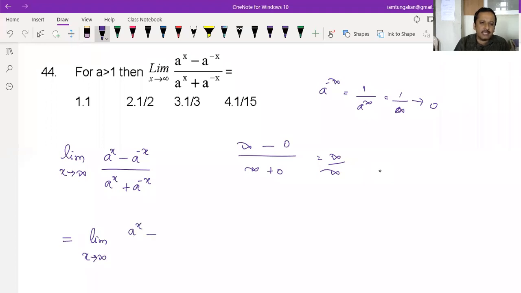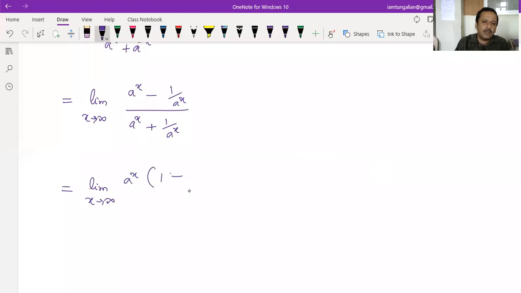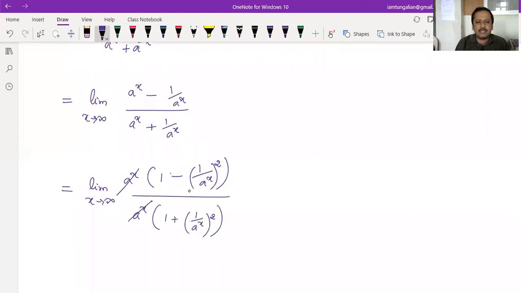So the limit as x tends to infinity, a^x minus a^(-x) is there. So I'll write that as 1 by a^x, and here a^x plus 1 by a^x. Now I will take a^x as common in both the numerator as well as the denominator. Then what will remain? (1 - (1/a^x)^2) / (1 + (1/a^x)^2). This a^x gets cancelled.